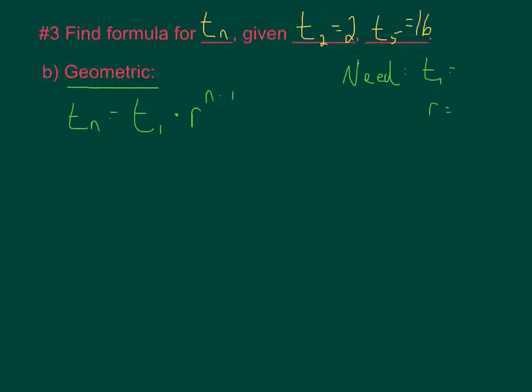However, again, we know that the second term is 2. So I'll put a little T2 above there. T3 we don't know. T4 we don't know. Does this look familiar? T5 we do know. 16. Blank, blank. T1, blank. But instead of adding d to get from one term to the next, you're multiplying by r.